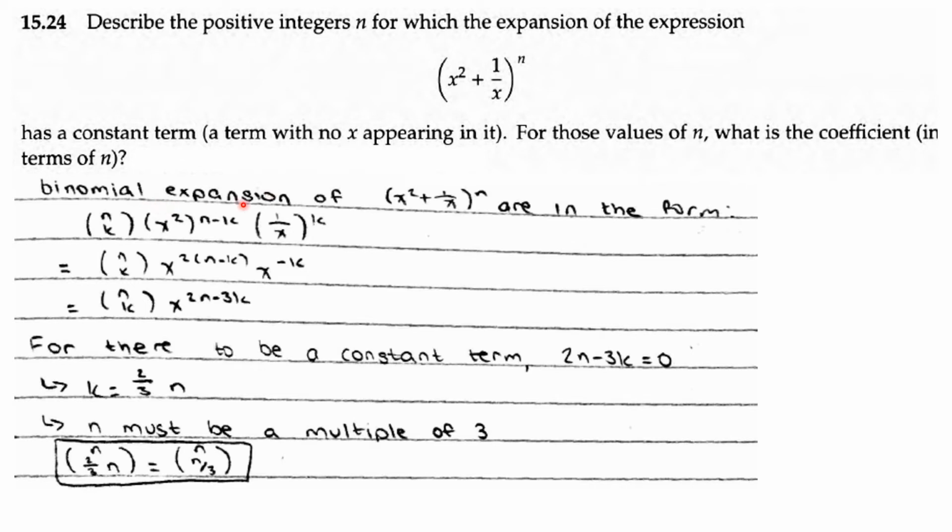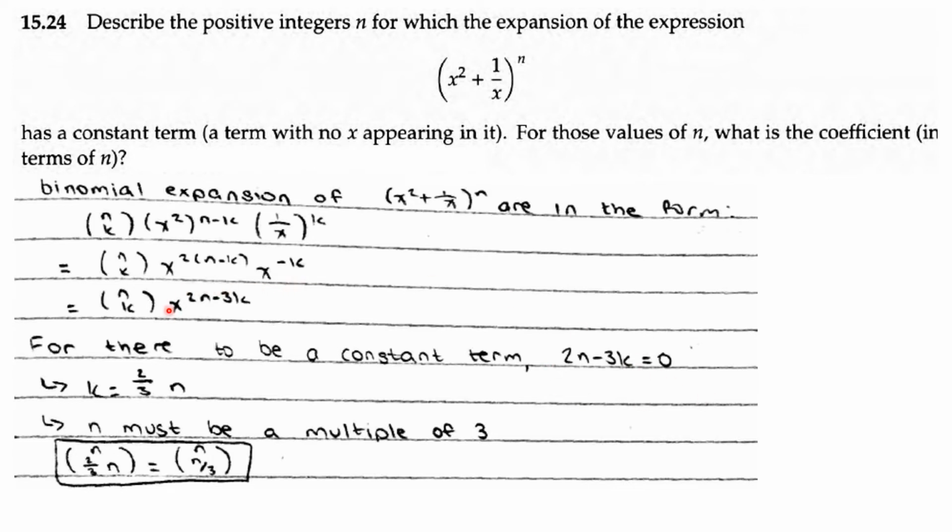So the binomial expansion of x squared plus 1 over x to the power of n has terms in the form n choose k times x squared to the power of n minus k times 1 over x to the power of k. And if we simplify this, it becomes n choose k times x to the power of 2n minus 3k. And since it wants there to be a constant term, a term with no x appearing in it, that means 2n minus 3k must be equal to 0.